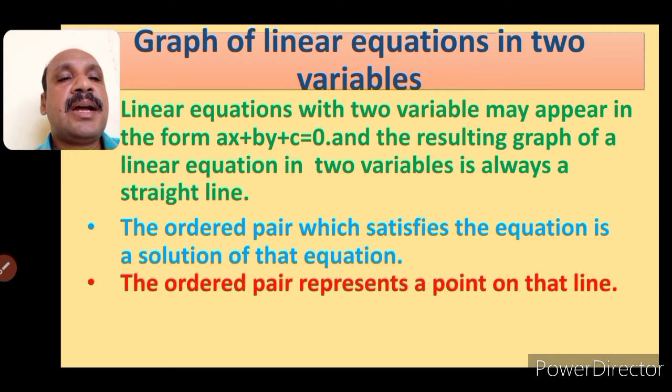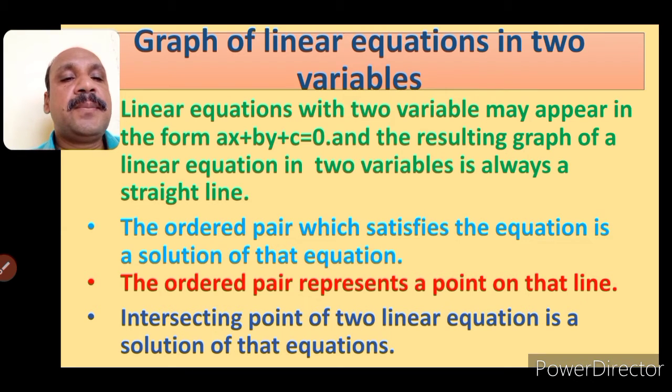Next, the ordered pair represents a point on that line. When we draw the graph of a linear equation on the graph paper, it is a straight line, and the ordered pair which we plot on the graph paper is represented by a point on that line. Next, the intersecting point of two linear equations. If we draw the graph of two linear equations on the graph paper, then the intersecting point of the two linear equations is the solution of those equations. That means the intersection point of two linear equations is the solution of those equations.